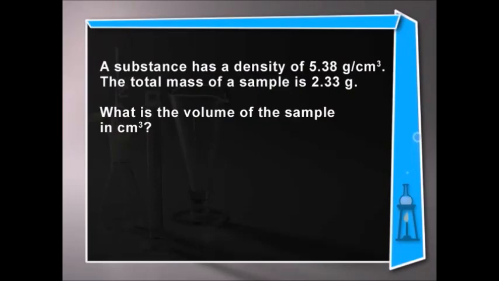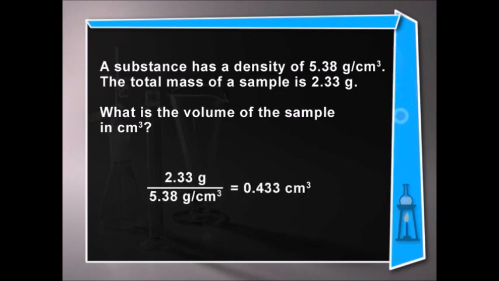The problem tells you that you have an object with a mass of 2.33 grams. That's an amount. But it weighs 5.38 grams for 1 cubic centimeter. This little cubic centimeter weighs 5.38 grams. But I only have 2.33 grams. Do I have more or less than 1 cubic centimeter? I must have less than 1 cubic centimeter. In fact, I must have this fraction, 2.33 over 5.38 of a cubic centimeter.